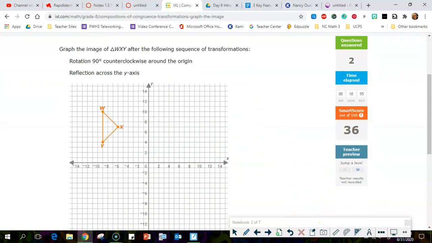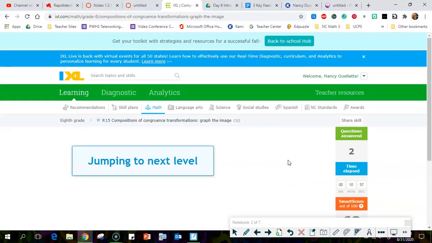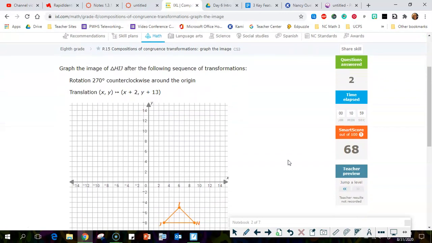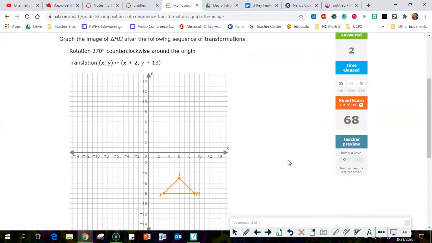All right, maybe let's jump a level. We are at a 36. Let's jump a level and see what we get here. Okay, we're at a 68. All right, so this is a rotation, so that's what makes it a little bit more difficult. So I'm going to do one more of these, I think, and then I'm going to stop. We're already at 8 minutes.